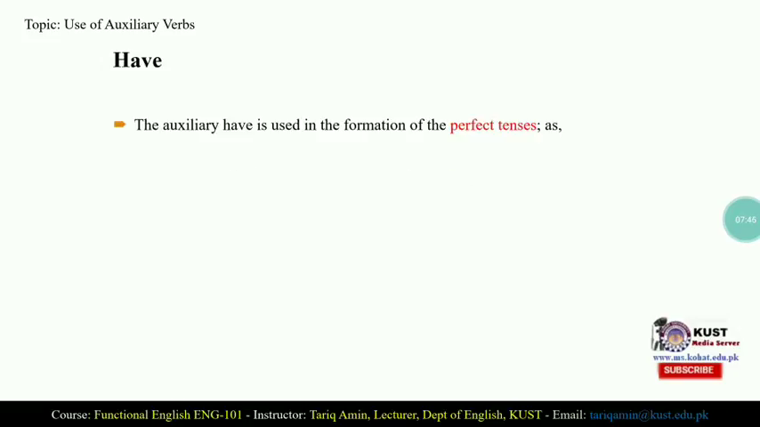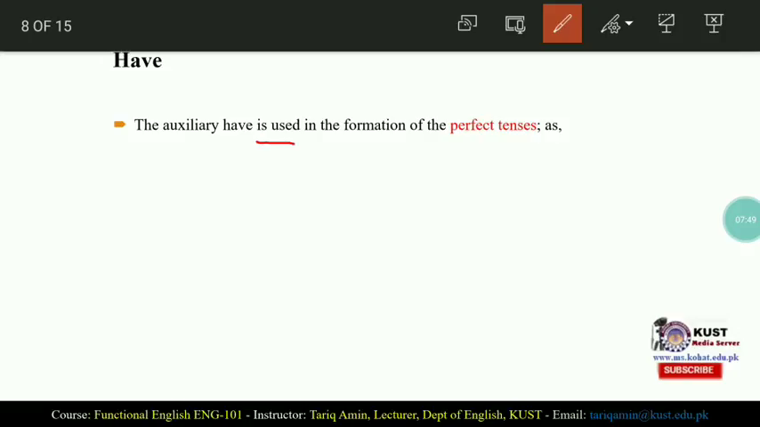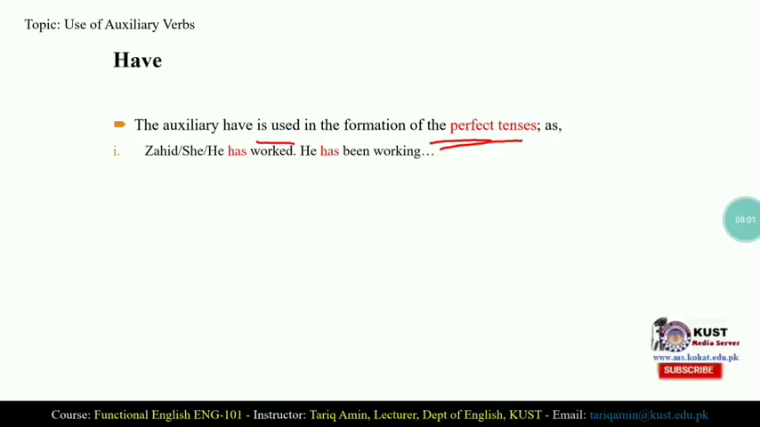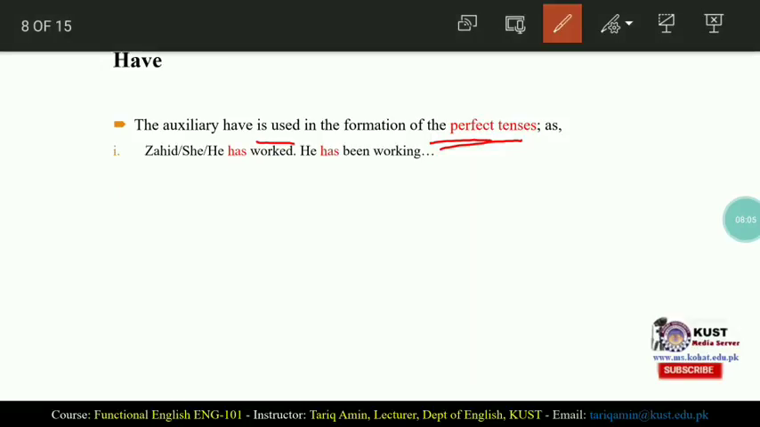Another auxiliary verb is have. The auxiliary have is used in the formation of the perfect tenses. For example, Zahid has worked, or she has worked, or he has worked. He has been working. These are examples of perfect tenses. He has worked is present perfect tense, and he has been working is present perfect continuous tense, and we can see the use of the auxiliary has in the first example, the present perfect tense, and in the present perfect continuous tense.